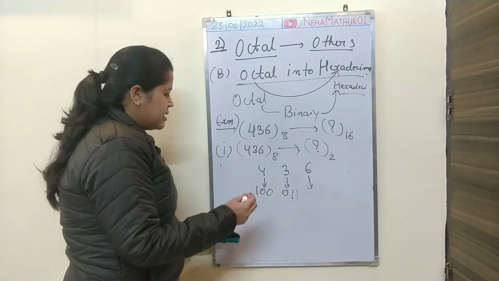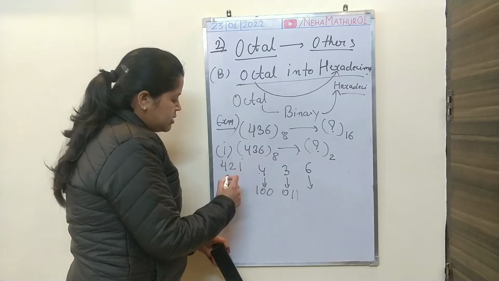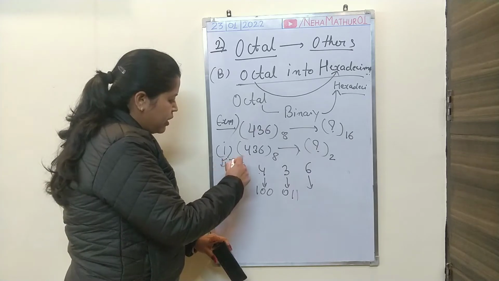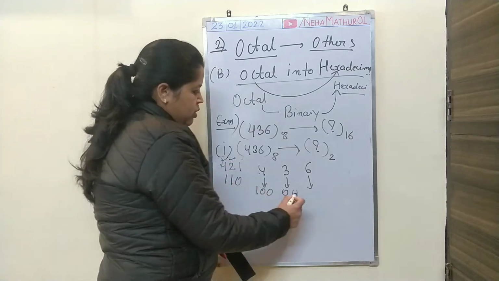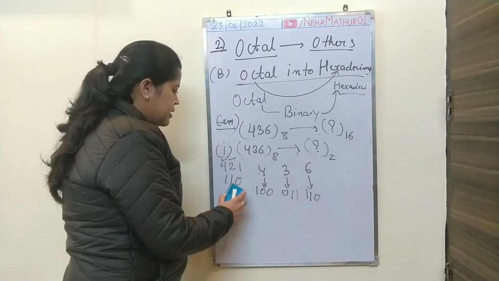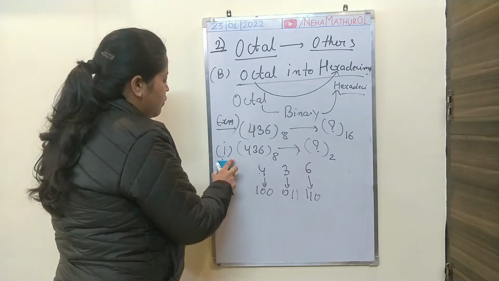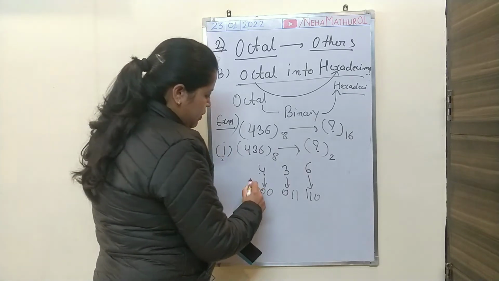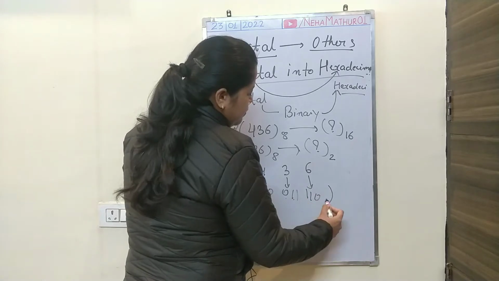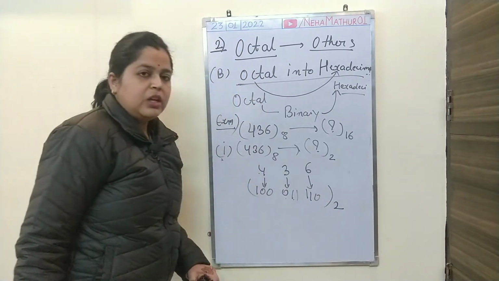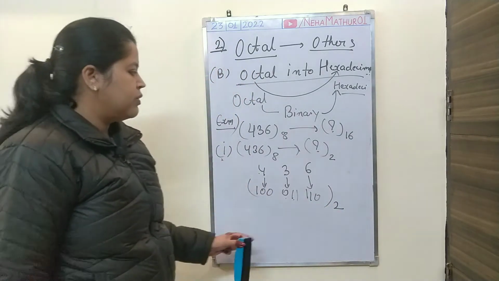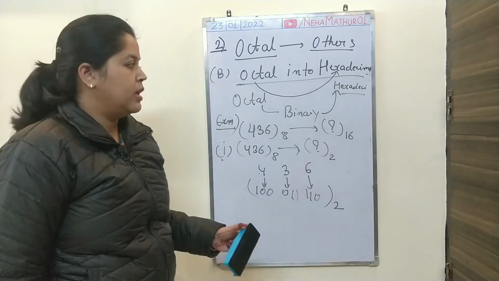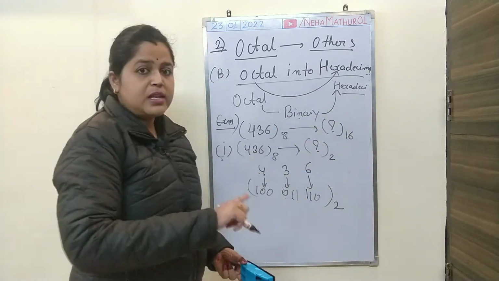And for the 6, you will have to just add this 4 and 2. So it will be 1 1 0. So the simple conversion of octal into binary will be 1 0 0 0 1 1 1 1 0 base 2. Now in the next step you will have to convert that binary number into hexadecimal, binary to hexa.